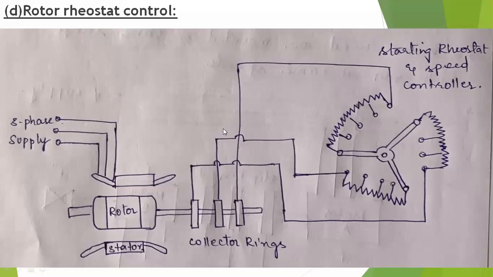Here we say that torque is directly proportional to S by R2. For a given torque, the slip can be increased, that is, the speed can be decreased. How? By increasing the rotor resistance R2. If you increase the rotor resistance R2, we can decrease the speed, and the slip can be increased for one given value of torque.